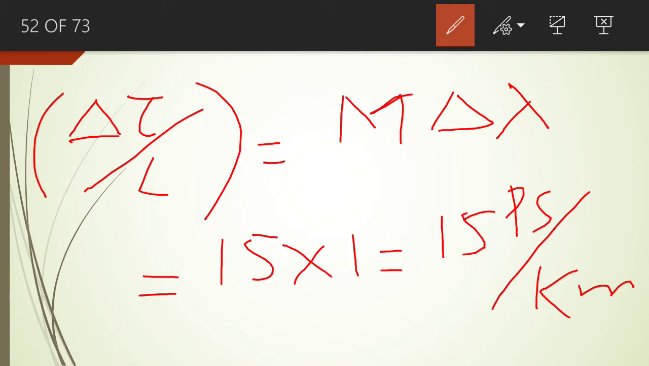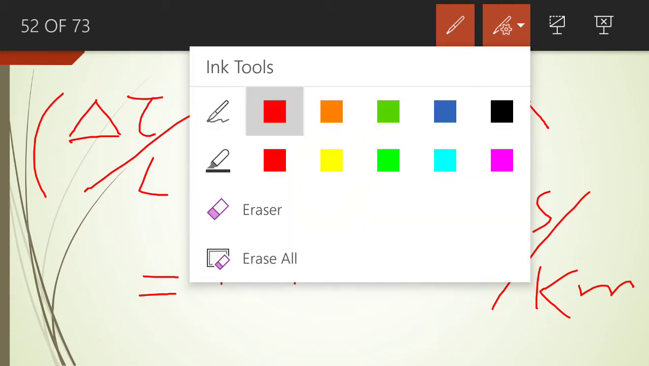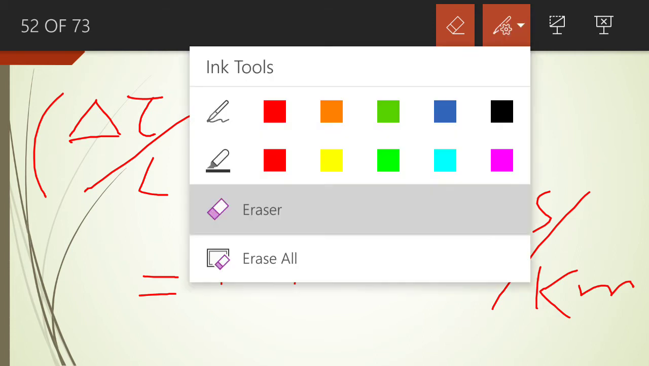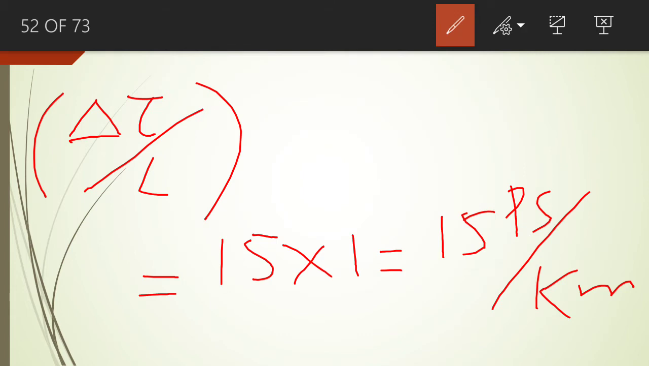So let us calculate the total pulse spread. The total pulse spread will be equal to the pulse spread per unit length multiplied by the length of the information channel, and it will give you the total pulse spread in the given information channel. The length of the given information channel is 10 kilometer.